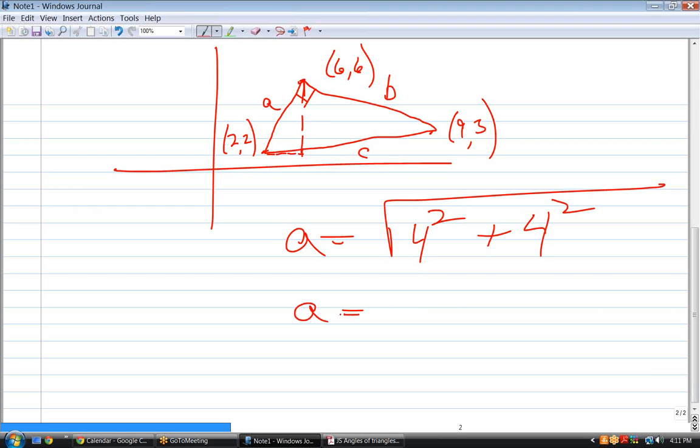36. 32. 16 plus 32. 16 plus 16. And then that simplifies to that. So A is 4 root 2. Okay. Now let's figure out what B is.